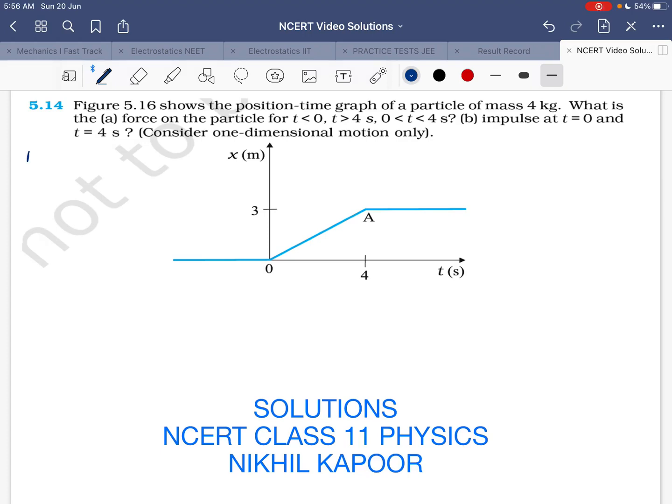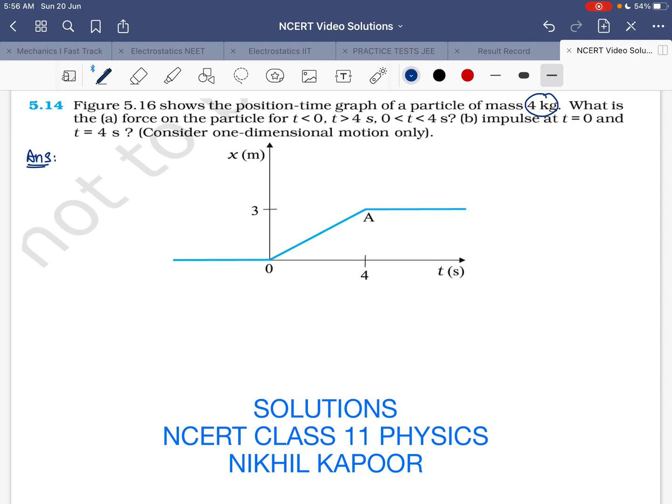Let's start with the 14th example, and what is said here. The figure shows the position-time graph of a particle of mass 4 kg. So the mass of the particle is 4 kg. What is the force on the particle for t less than 0?